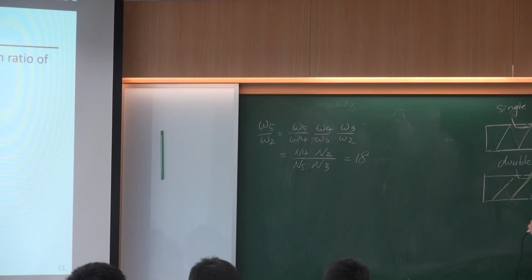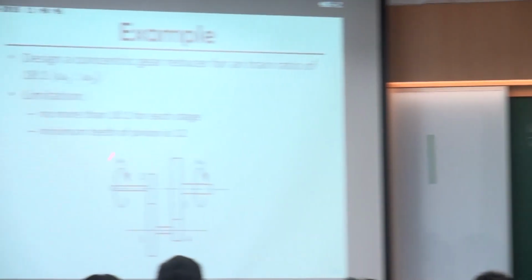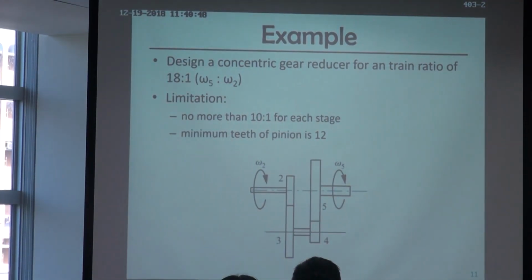What does a stage mean? For this one, we have 2 stages. The first stage is from 2 to 3. And 3 and 4 are the same, so we don't consider them a stage, or it's just a stage of 1. Another stage is from 4 to 5. So 4 to 5 is one stage, 2 to 3 is another stage. It's saying we cannot have a stage with more than 10 to 1 ratio.